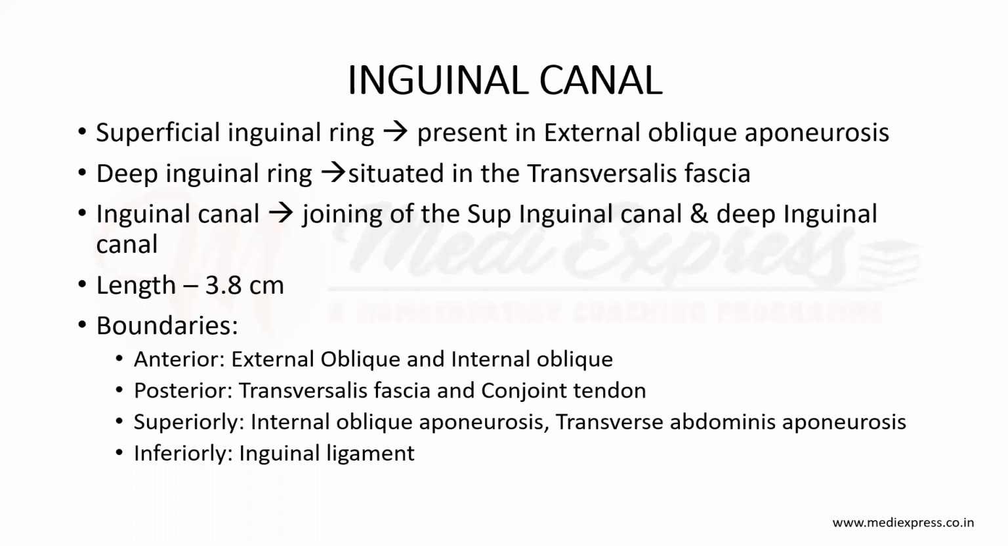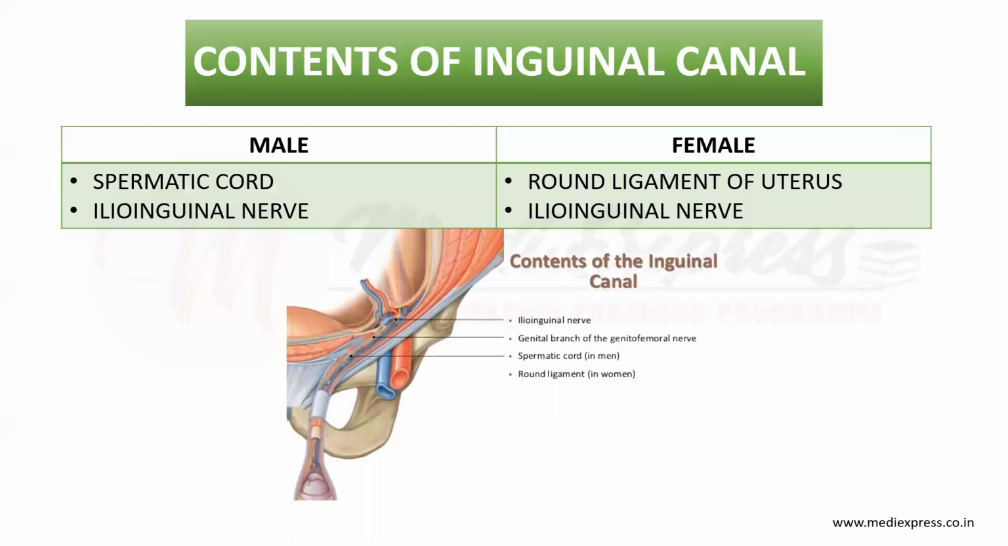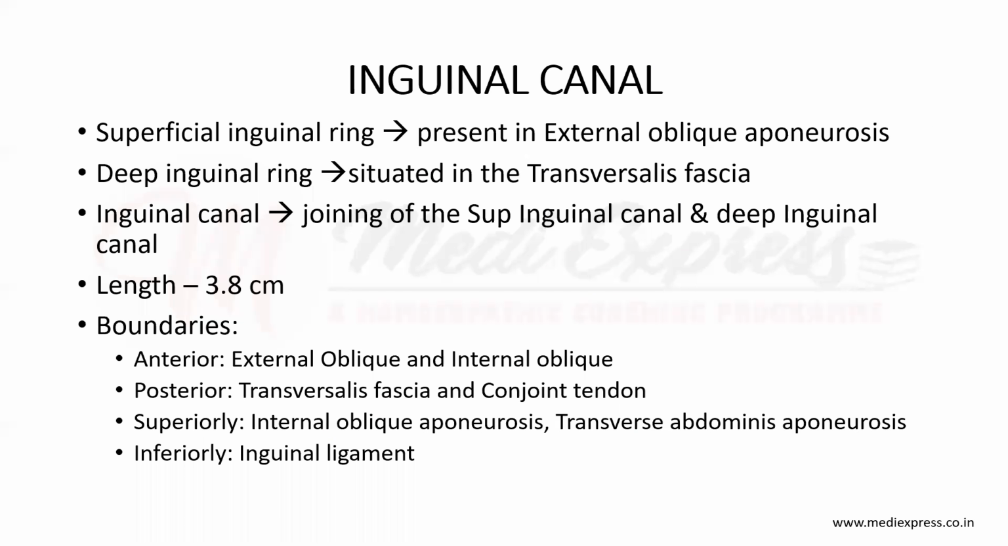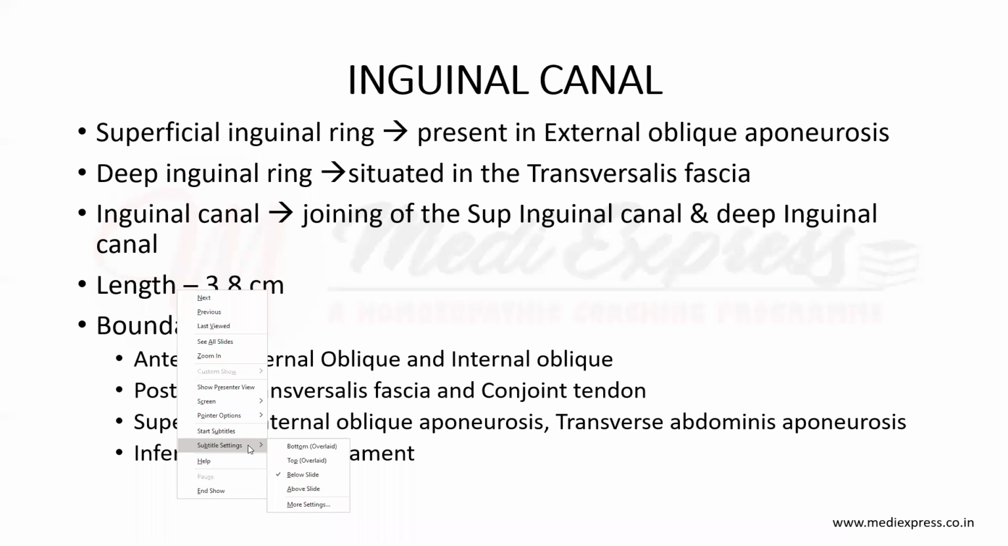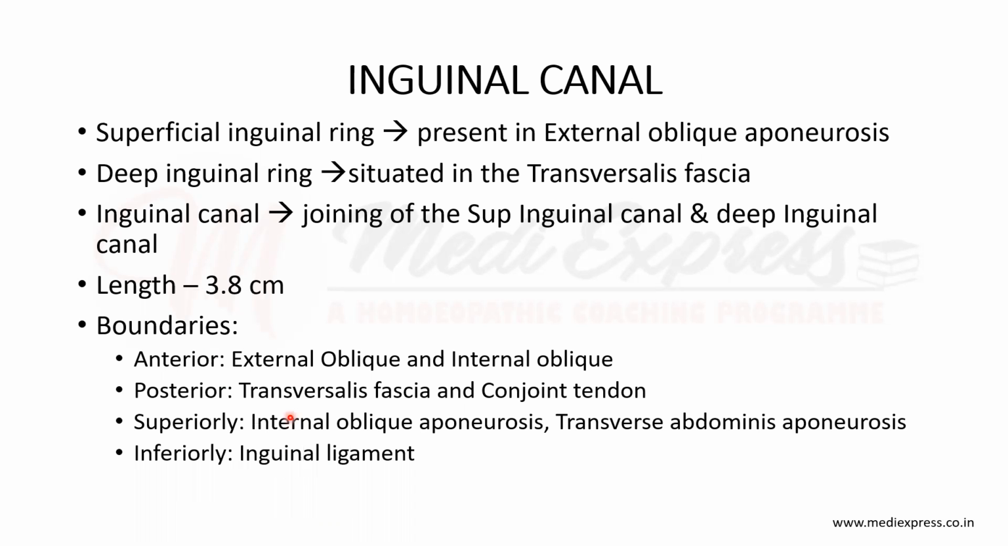There is a superficial inguinal ring that is present in the external oblique aponeurosis, and the deep inguinal ring is situated in the transversalis fascia. This is something you need to know. I'm just telling you the key points of the inguinal canal from the exam point of view. We have a superficial inguinal ring present in the external oblique aponeurosis, and the deep inguinal ring present in the transversalis fascia.